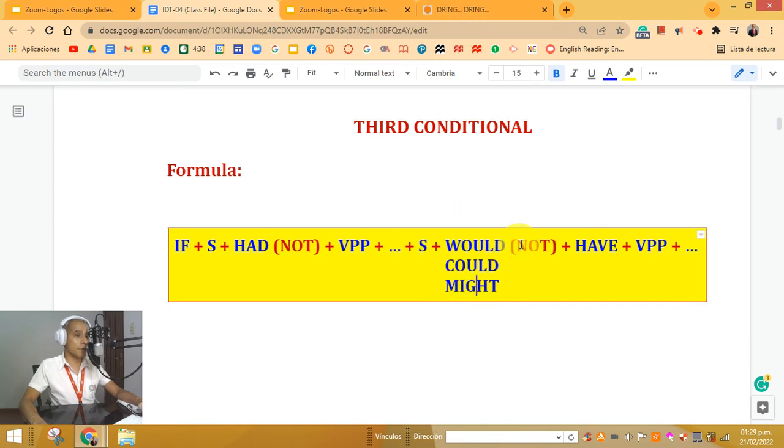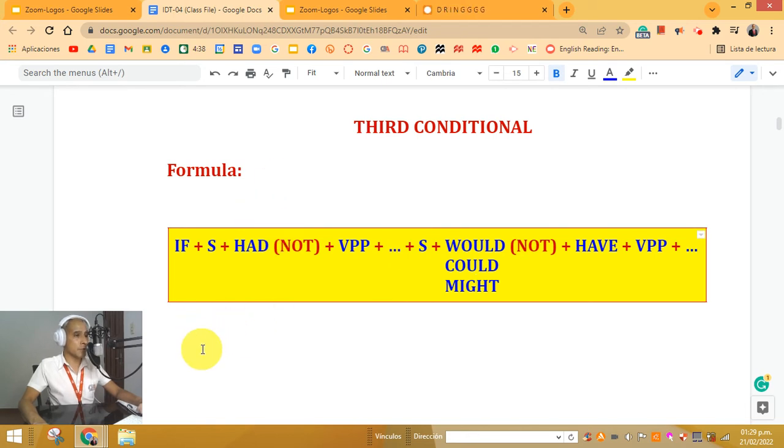Here we have the negative form, which is also possible to use in the sentence. That's why it's in parentheses. Then I have the auxiliary have, and then again the verb in the past participle and something else. This something else could be the complement. All right, this would be a general formula.